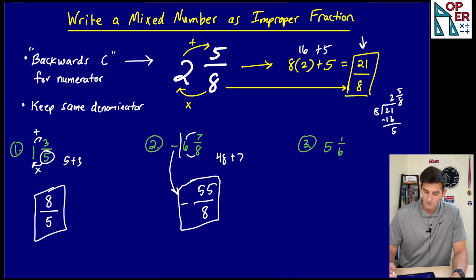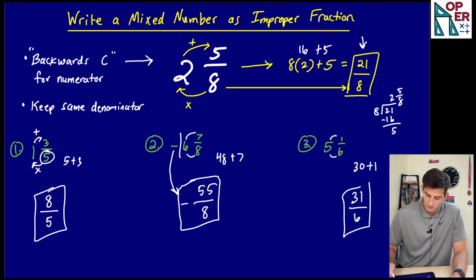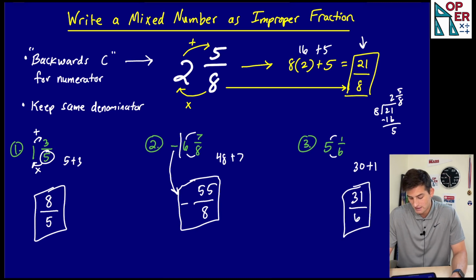And lastly, 5 1/6. So 6 times 5 would be 30. And then we're going to add 1. So that's going to be 31 over 6 for our last example. And once again, 30 over 6 would be 5, right? And we'd have 1 over 6 left. So that answer checks out. And that's how you can use the backwards C to write a mixed number as an improper fraction.